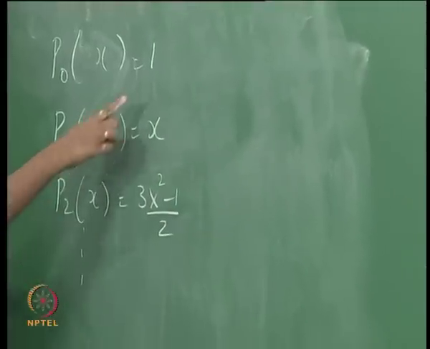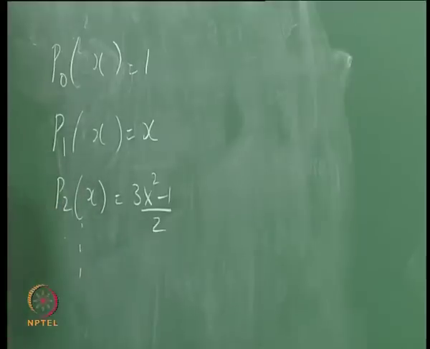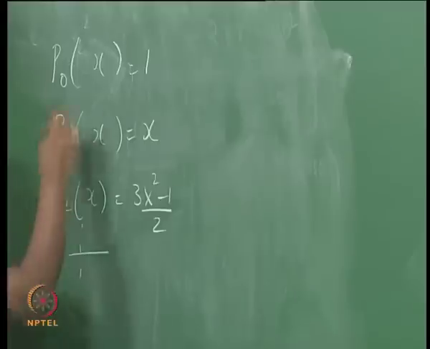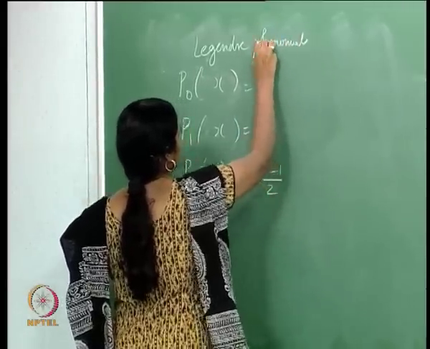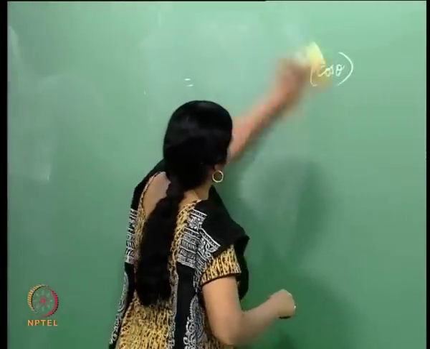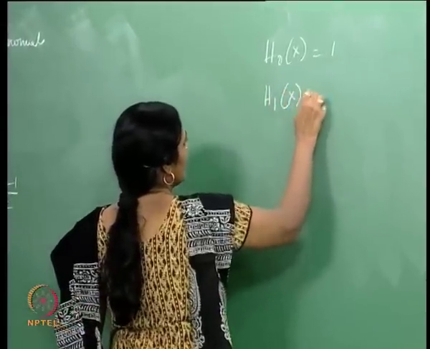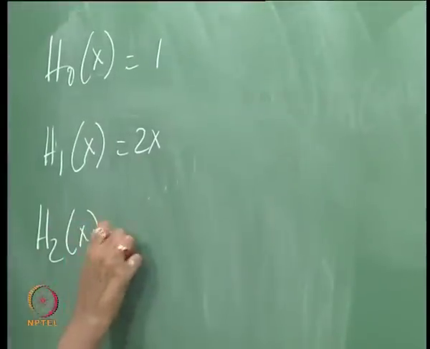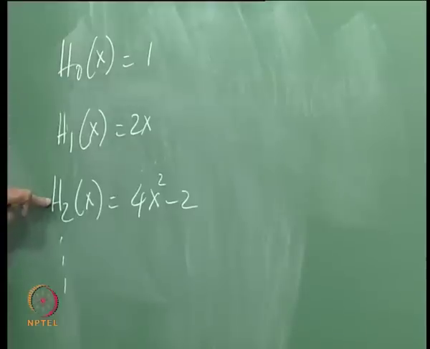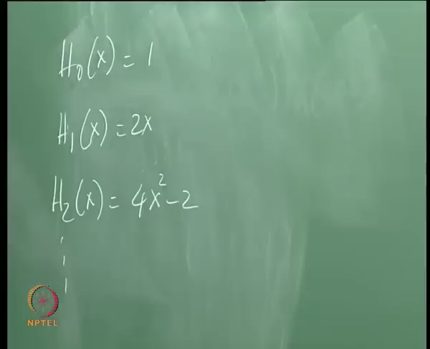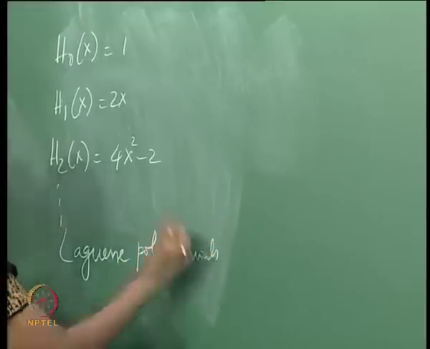You would find that P1, P3, P5 and so on are odd functions of x, and P0, P2, P4 are even functions of x. Similarly, look at the Hermite polynomials. H0 of x is 1, H1 of x is 2x, H2 of x is 4x squared minus 2. Once more, H0, H2 are even functions of x, and H1, H3 etc. are odd functions of x. Now if you look at the Laguerre polynomials, same thing.